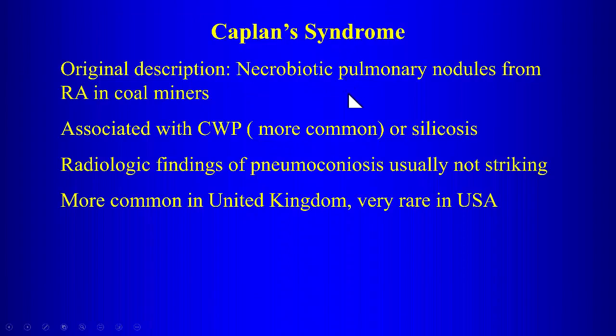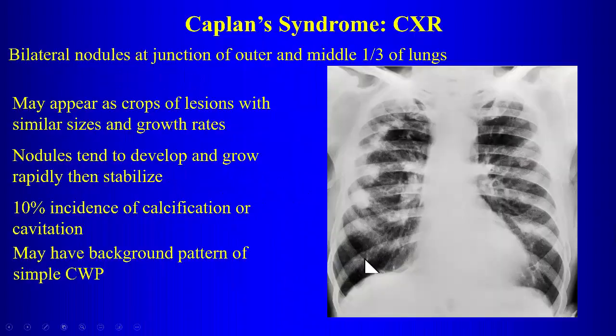Now, Kaplan syndrome occurs associated with coal workers' pneumoconiosis or silicosis. So these are miners, they work in coal mines, and if they have rheumatoid arthritis, the exposure to the silica or the coal can actually accelerate the formation of those rheumatoid nodules within the lungs, and that's called Kaplan syndrome. So they might have a combination of pneumoconiosis and rheumatoid nodules. It's more common in the United Kingdom, but these are essentially rheumatoid nodules in patients who are coal miners.